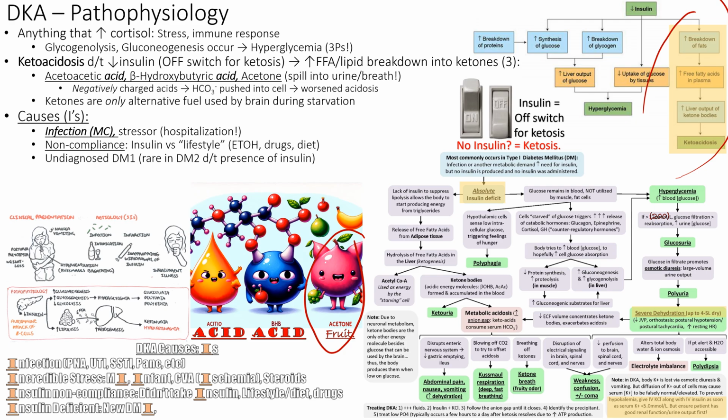The only way you make ketones is when you have an absence of insulin. If you have insulin, you're not going to make a lot of ketones, right? When insulin is present, ketones don't get made, or they might get made in a small amount. But basically, if you have insulin, you're not going to go into DKA. Okay, so we have these ketones building up. In a type 1 diabetic, do they make insulin? No. So they're at high risk of DKA.